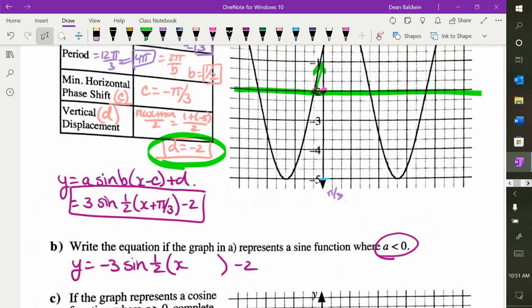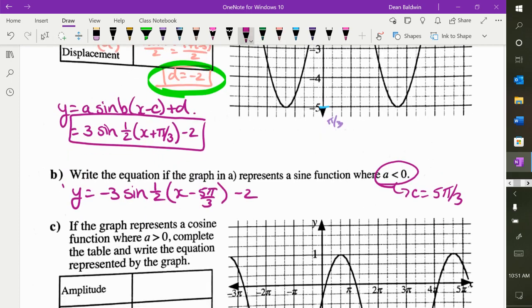So if a is negative and it's a sine graph, you're looking for the nearest part of the graph that is going down. So there's our midline. Nearest part of the graph that's going down is right there. So how many units is that? 1, 2, 3, 4, 5. So our c value is 5 pi over 3. So it's x minus 5 pi over 3. So that's the two sine equations.